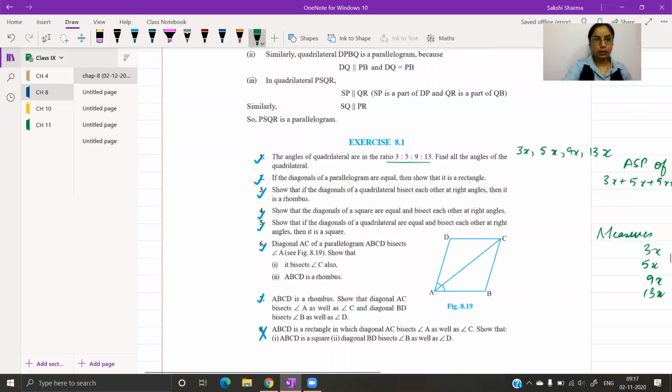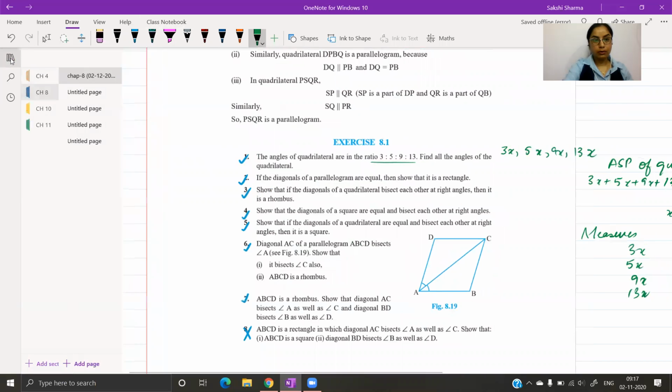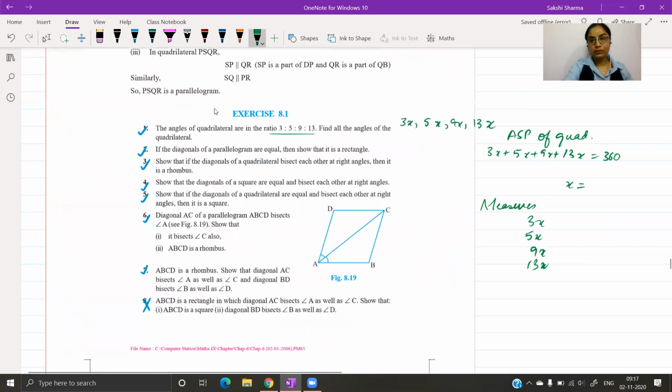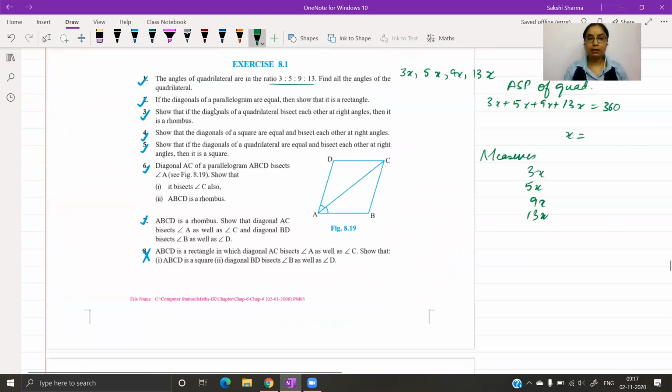Question number 2. Now, your questions containing those proof things begin. If the diagonals of a parallelogram are equal, then show that it is a rectangle. Now you are aware कि rectangle में उसकी diagonals equal होती हैं. आपको prove करना है कि अगर आपके पास कोई parallelogram है जिसकी diagonals equal length की हैं, then that parallelogram is a rectangle. In general, the diagonals of a parallelogram are not equal. So if the parallelogram's diagonals are equal in length, the parallelogram will be a rectangle.